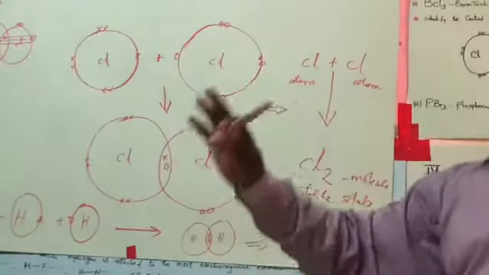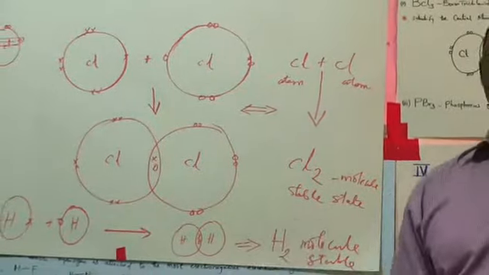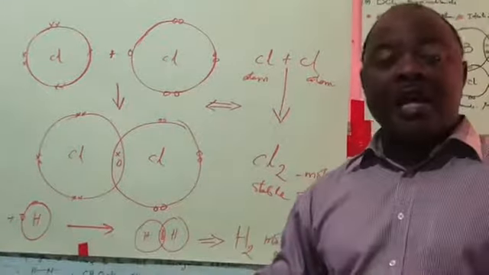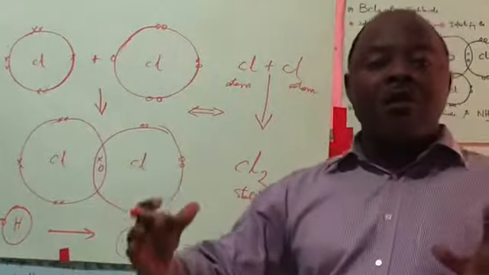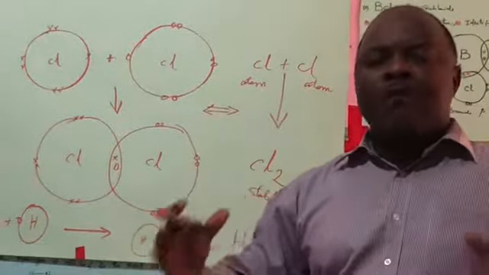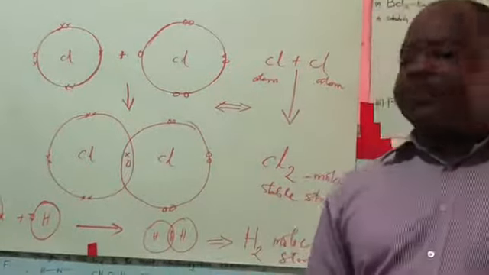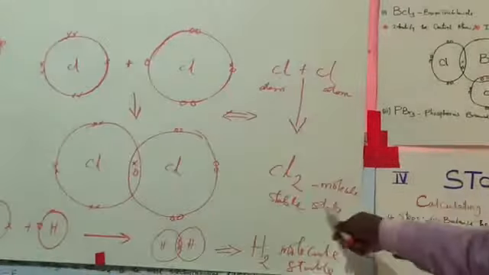1, 2, 3, 4, 5, 6, 7, 8. That makes a total of 8 electrons. All these now obtain a full octet of electrons. That gives the chlorine molecule. The chlorine molecule is in a stable state. Therefore, this molecule now is stable.